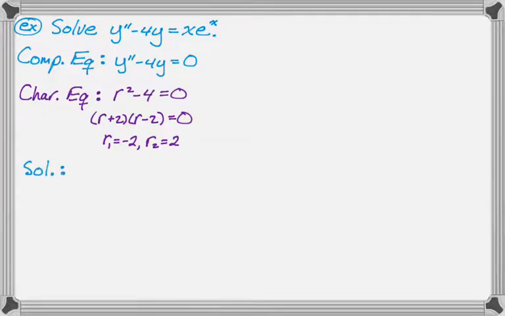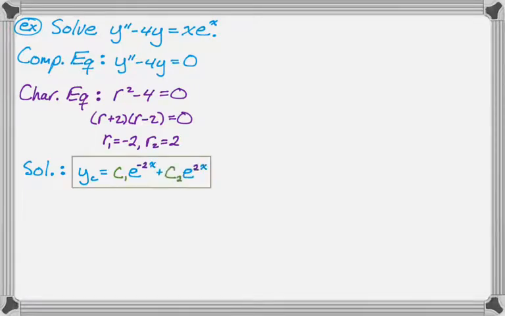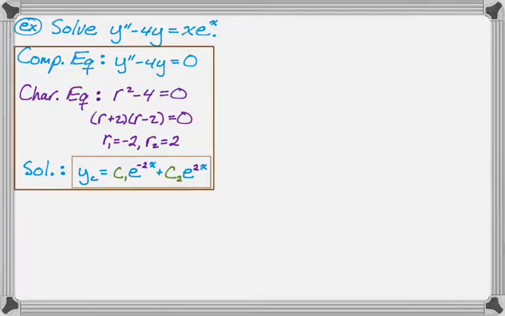So y sub c, our complementary solution, is going to be c sub 1 e to the negative 2x plus c sub 2 e to the 2x. All right, so we want to hold on to all of that. And now we're going to deal with g of x. We're going to look for our particular solution. g of x in this case is x e to the x.